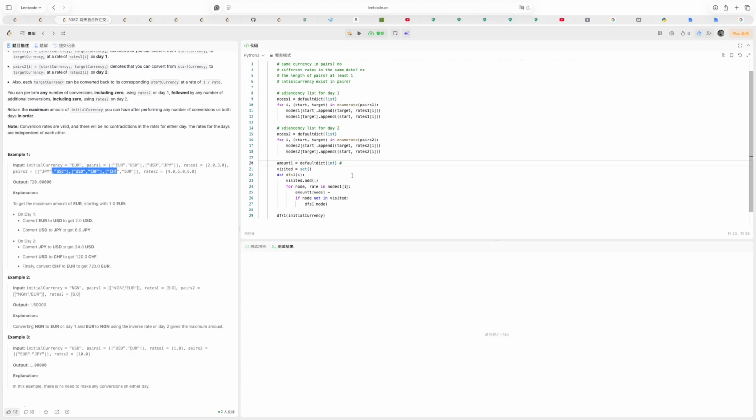So amount 1 at i will be the amount of initial currency converted to currency i at day 1.